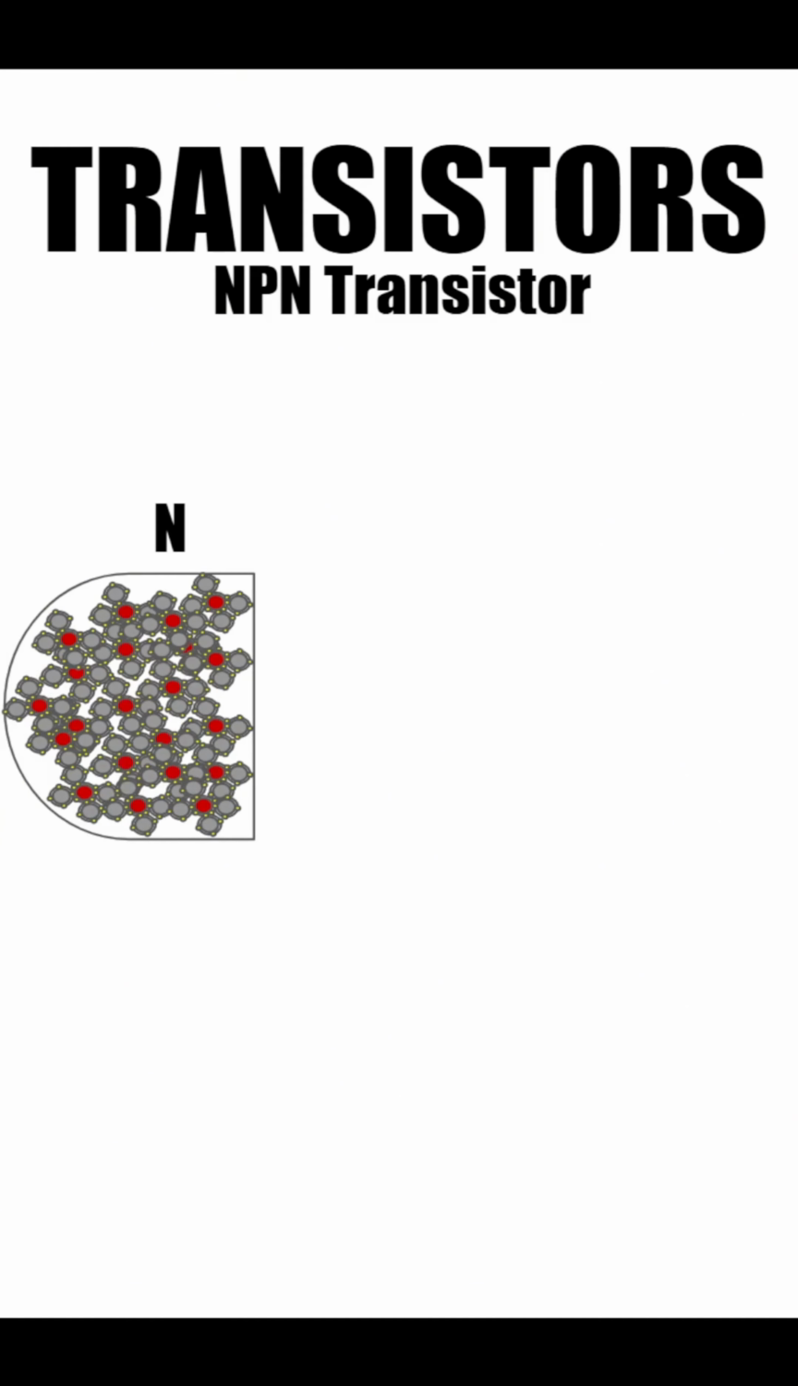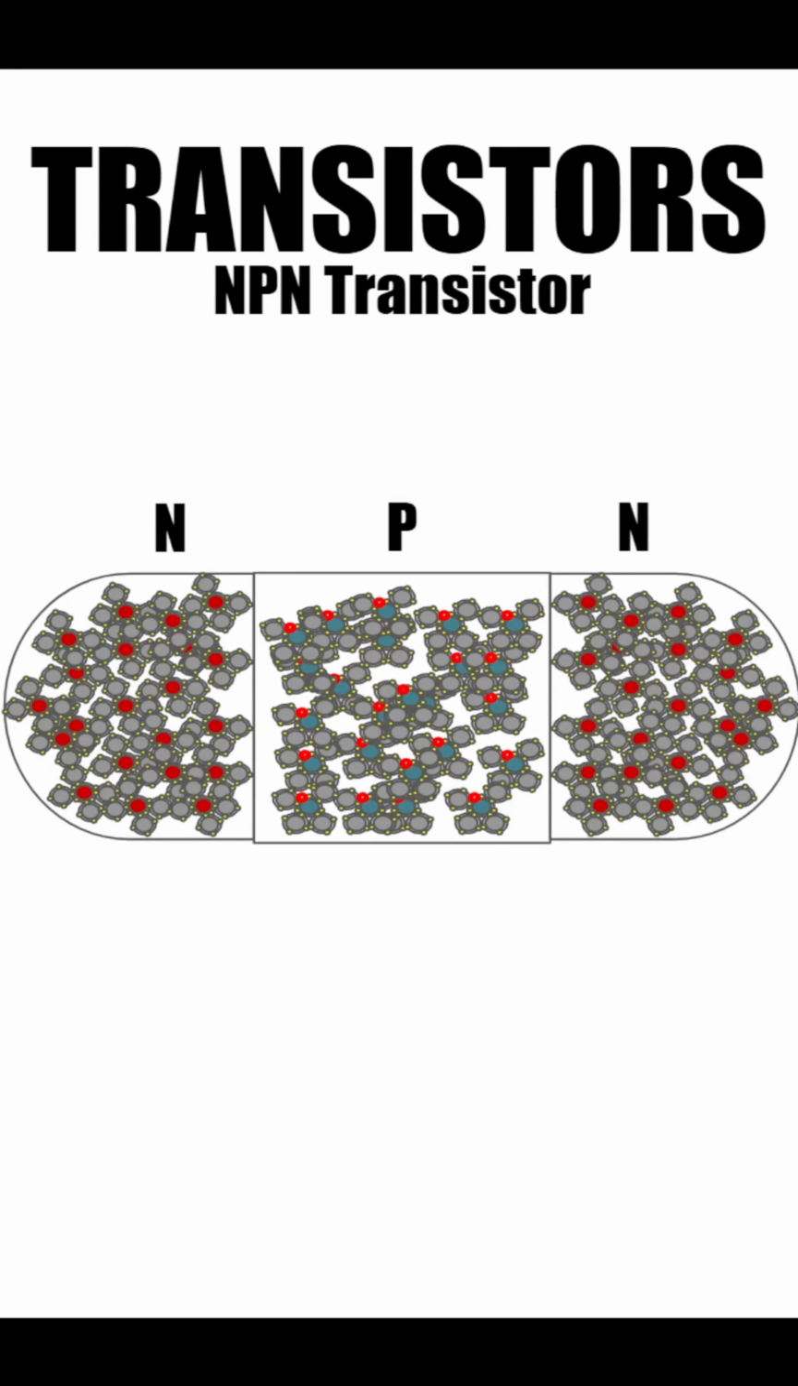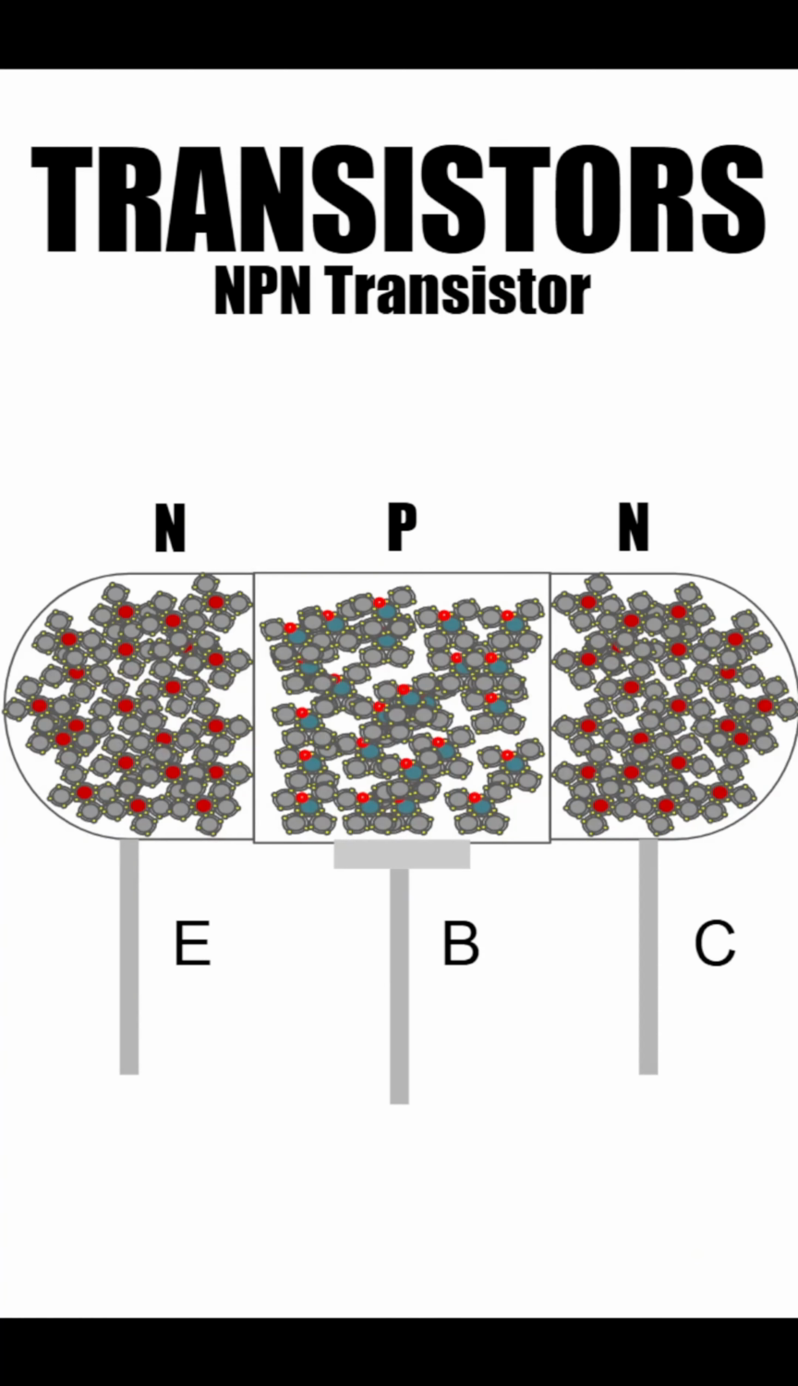Well, an NPN transistor is exactly like its name sounds: some N-doped silicon, P-doped silicon, and then more N-doped silicon. And we can attach our 3 pins: the emitter, the base, and the collector. Now, remember those extra electrons floating around in the N-doped silicon? Well, those are going to travel into the P-doped silicon to fill those holes.